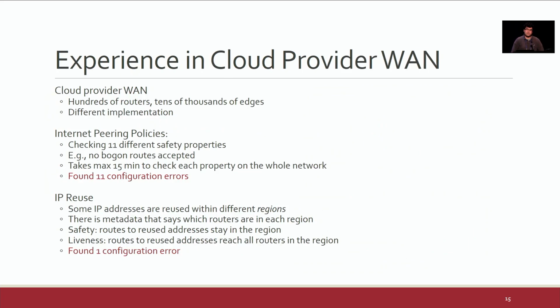We also perform this type of local checking on configurations from a cloud provider wide area network with hundreds of routers. We use it on a few different scenarios. First, we check a number of properties on the edge routers that peer with the rest of the internet. We also check a more complicated scenario where different IP addresses were used in different regions and communities were used to ensure that this was done correctly. And in both scenarios, we found errors in the BGP configuration.